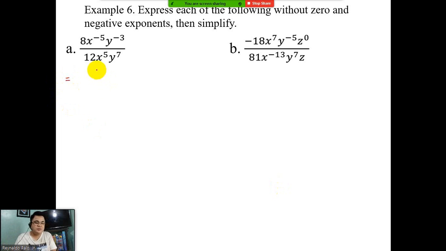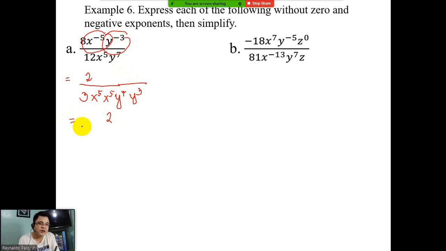So 8 divided by 4, this will become 2. Then, we will be applying the negative law of exponents. As you can see, there are negative exponents on the numerator, so we need to put them on the denominator. So, 12 divided by 4 is 3. Then, copy x raised to the 5th power. This one will become x raised to the 5th power as well. Then, copy y raised to the 7th power. And this will become y cubed.